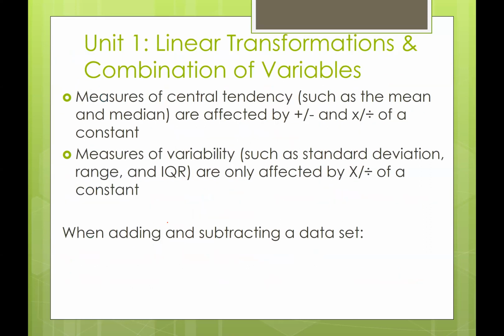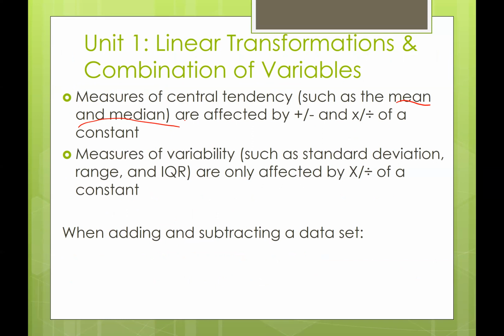Linear transformations and combinations. So measures of central tendency, such as the mean and median, are affected by addition, subtraction, multiplication, and division of a constant. So central tendency, mean, and median are affected by adding, subtracting, multiplying, or dividing by a constant, and that constant is being applied to all numbers in the data set.